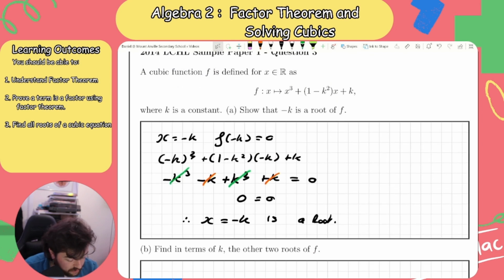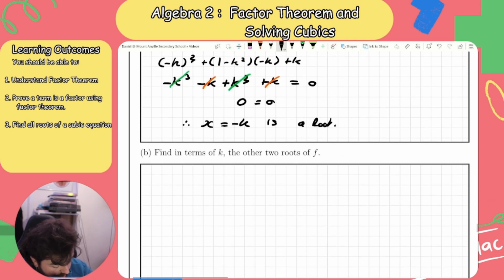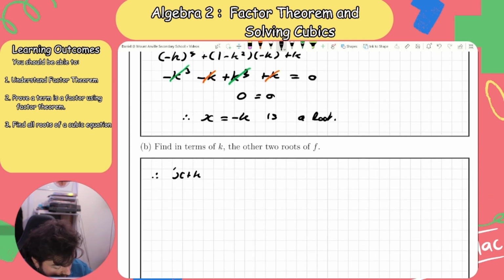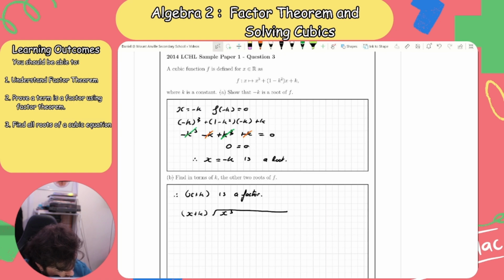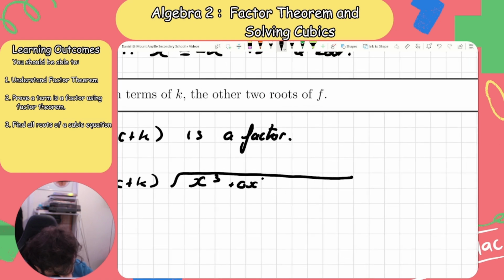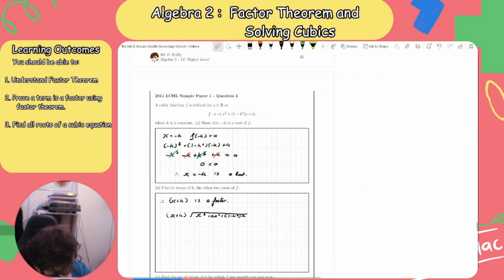So I want to find, in terms of k, the other two roots. I know x equals minus k is a root, therefore x plus k is a factor. So let's divide it in. x plus k divided into x cubed plus 0x squared plus 1 minus k squared x plus k.